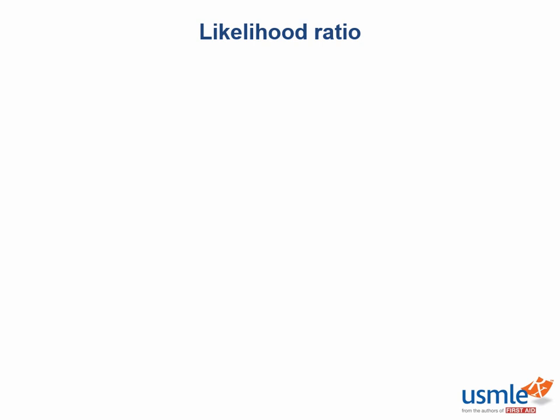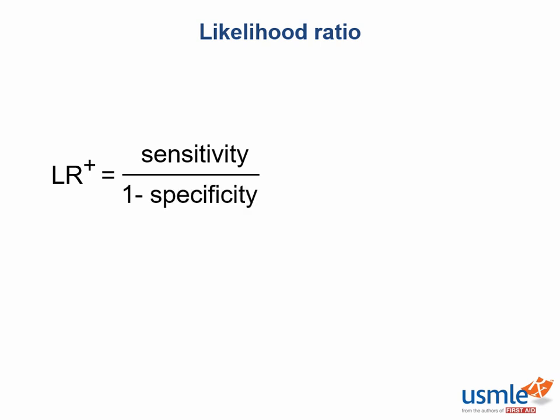Now the likelihood ratio for a positive test result takes the number of people with the disease who have a positive test result. This is also known as the sensitivity, and it divides this by the number of people without disease who get a positive test result, or 1 minus the specificity. Another way to look at this is it's equal to the true positive rate divided by the false positive rate.